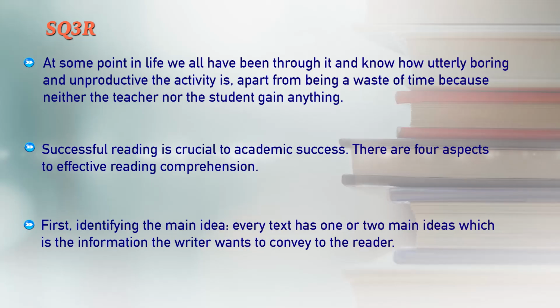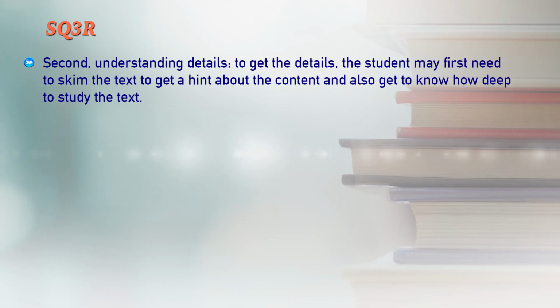Successful reading is crucial to academic success. We all know that. There are 4 aspects to effective reading comprehension. First, identifying the main idea. Every text has 1 or 2 main ideas, which is the information the writer wants to convey to the reader. Second is understanding the details. To get the details, the student may first need to skim the text to get a hint about the content and also to get to know how deep to study the text.